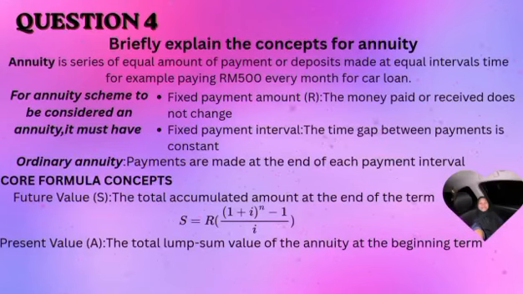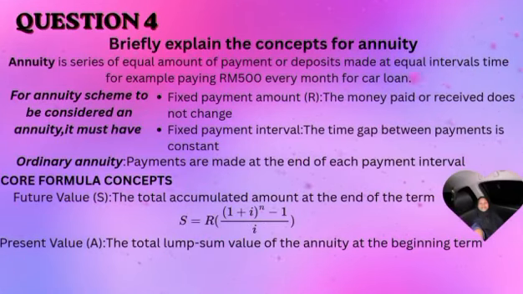Now let's move to question number 4. Briefly explain the concept for annuity. Annuity is a series of equal amounts of payment or deposit made at equal intervals of time. For example, paying RM 500 every month for a car loan.